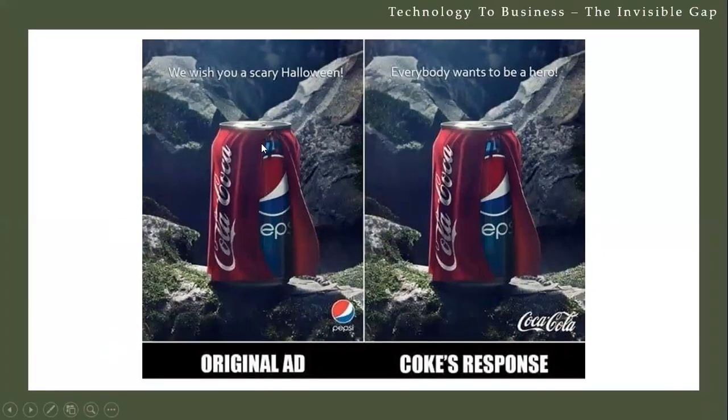What it's saying is, when you open Coke, it's got a cover, and this is the original ad of Pepsi. When you open it, you will find Coca-Cola on the cover, but underlying it there is Pepsi. So this is a scary Halloween. And in response to that, Coca-Cola came up with their own ad.